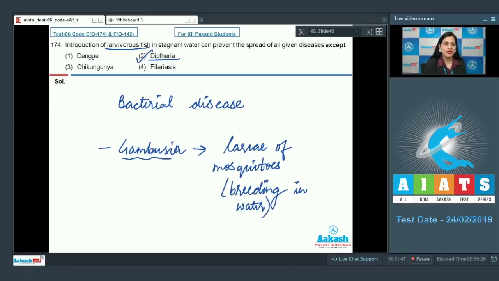Let's discuss rest of the options. Dengue, chikungunya and filariasis are the incorrect options because these diseases are spread by mosquitoes whose larvae breed in water, and this larvivorous fish feeds on the larvae of these mosquitoes, therefore can prevent the spread of these diseases: dengue, chikungunya and filariasis. So the correct answer to this question is option number 2. Let's discuss our next question.